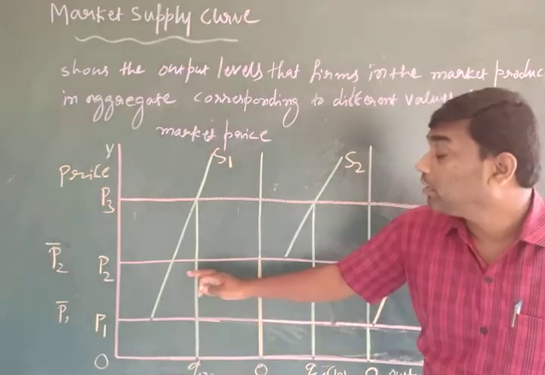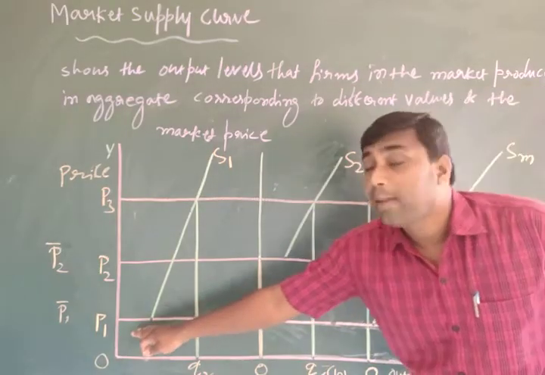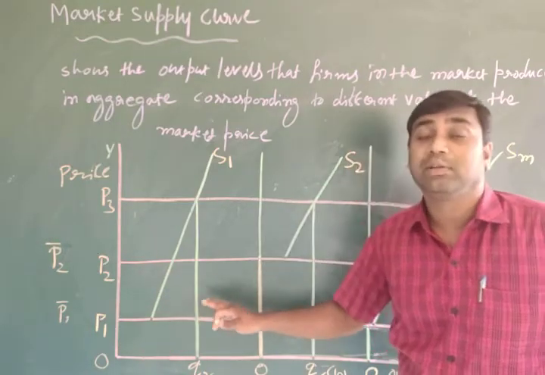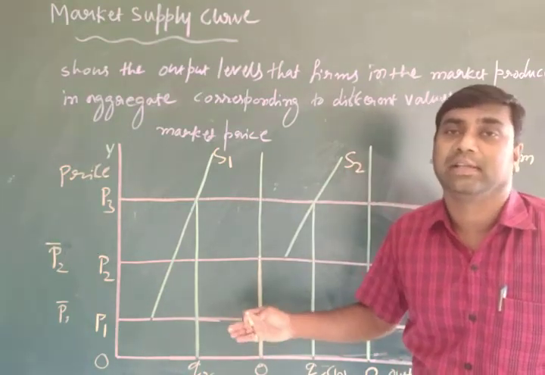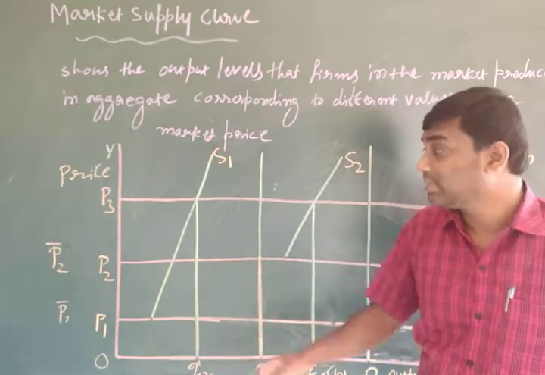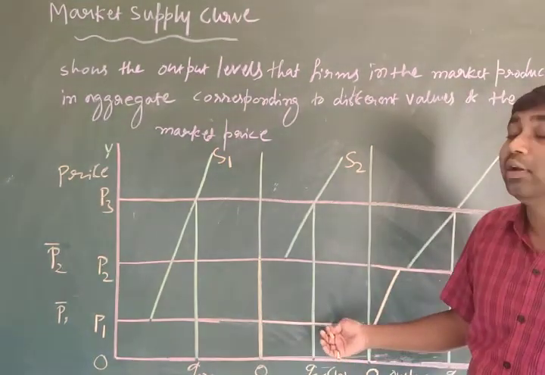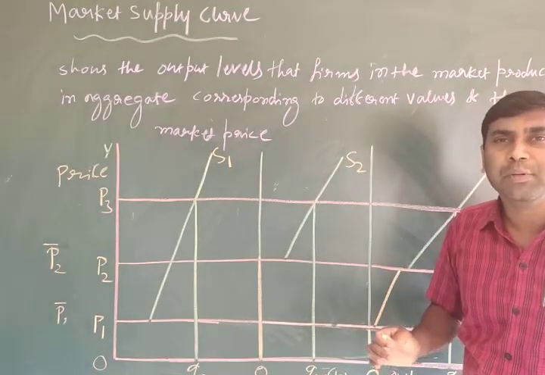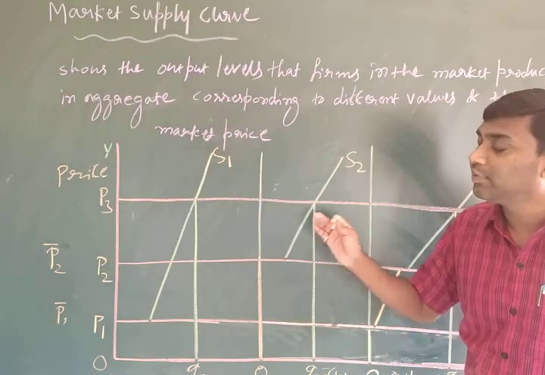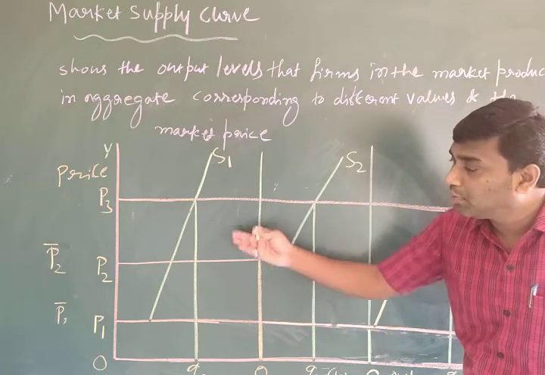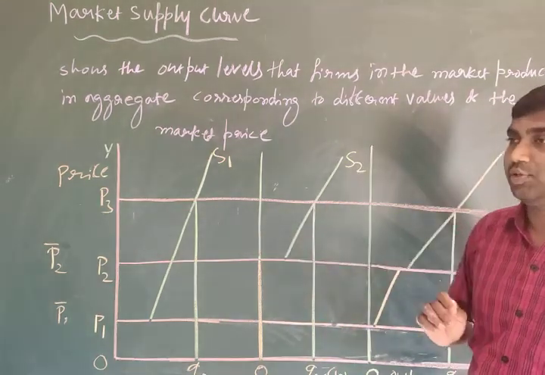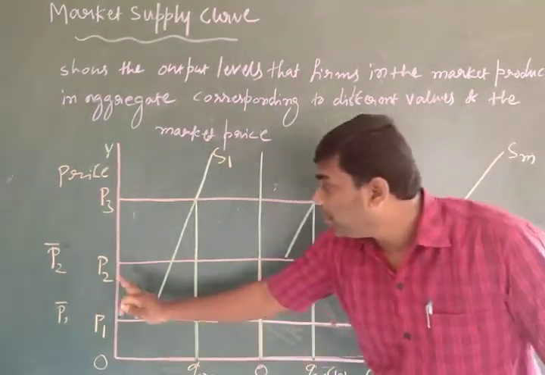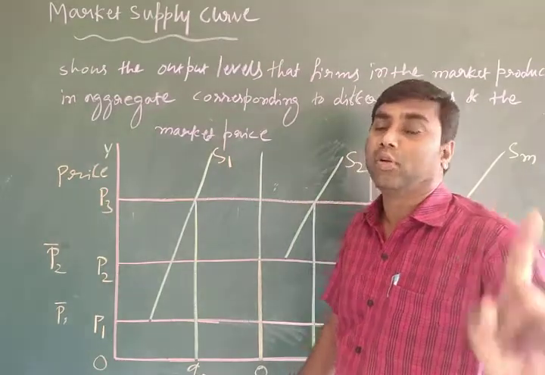The firm 1 is not ready to produce anything when the price is below P1, any amount of goods and services. Firm 2 will not produce any goods and services below the price P2. Why? Because if the firms produce below price 2 and price 1, they will get a loss. We have to assume that P2 is greater than P1.